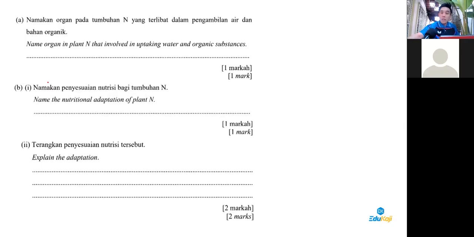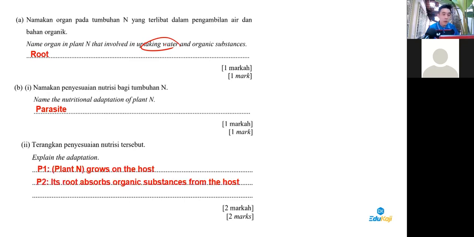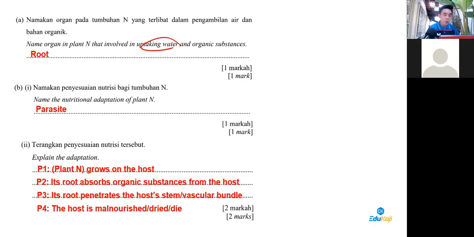So name the organ in plant N that's involved in taking up water. Definitely the roots. And Rafflesia, as we all learn in primary school itself, is a parasite because it will grow on the host. Roots will absorb food from the host, and the host becomes malnourished.